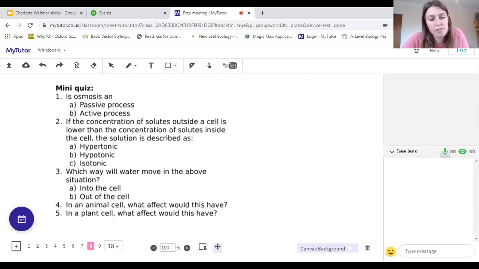And number 5, in a plant cell, what effect would this have? So we've got water coming into the cell. What's different about plant cells? Good, so it will be beneficial towards the plants. They like to be turgid, exactly, and that's normal for plant cells. Loads of people putting in turgid there, which is brilliant. They like to be nice and plump and not wilting.